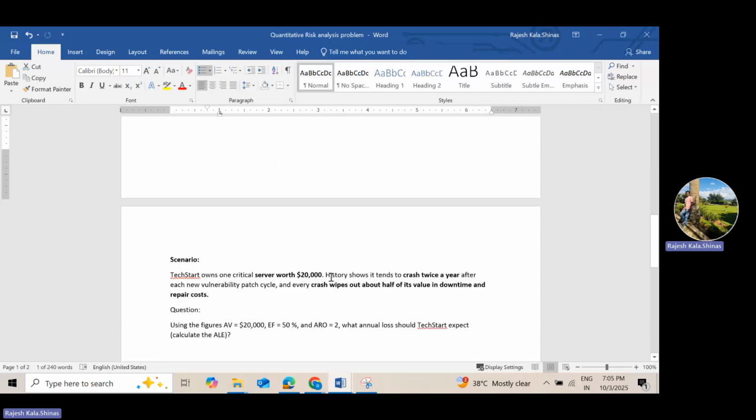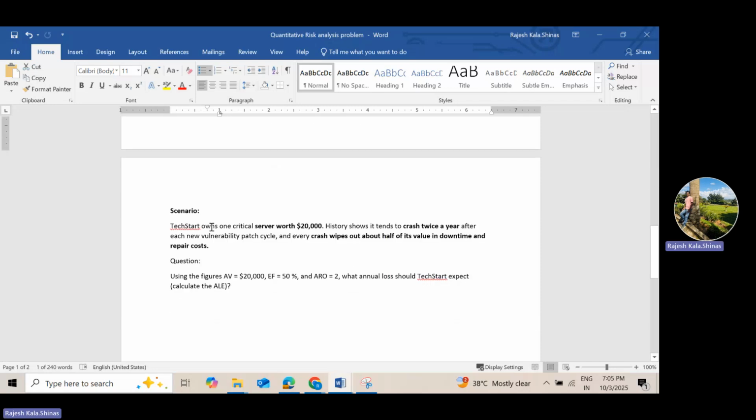Another one as a scenario. TechStart is a technology company. They have a critical server worth $20,000, so the asset value is $20,000. History shows it tends to crash twice a year, so ARO equals 2. And every crash wipes out half of its value in downtime and repair cost. That means 50% of asset value is lost in every risk, so the exposure factor is 50%.